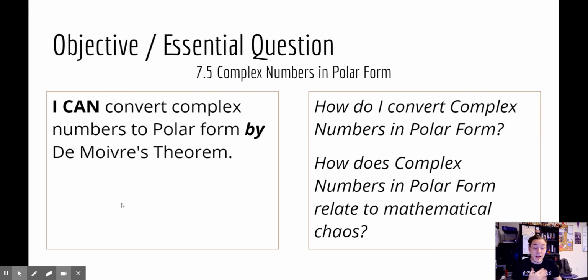So 7.5, I love this lesson. This is a great lesson. This is one of my favorite lessons to teach in trigonometry because it really does teach you the relation between algebra and trig. So how can I convert complex numbers in polar form? And then how does complex numbers in polar form relate to what we call mathematical chaos? Very interesting stuff that we're going to get into.